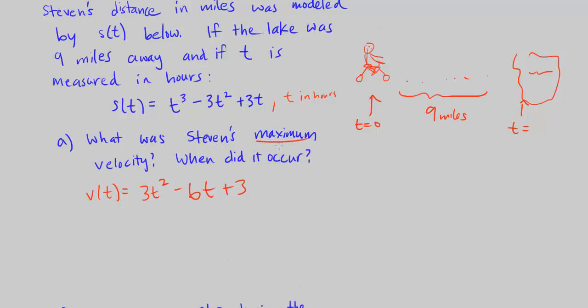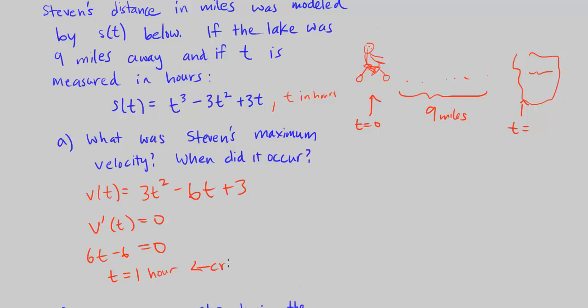To find the maximum velocity, we find v prime of t equals 0. So what's v prime of t? Well, we take the derivative of velocity. We get 6t minus 6 equals 0. Solve for t, add 6 to both sides, divide by 6. We get t is 1. Okay, so t is 1 hour.